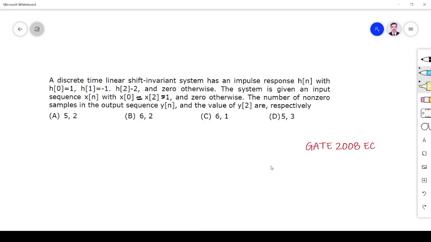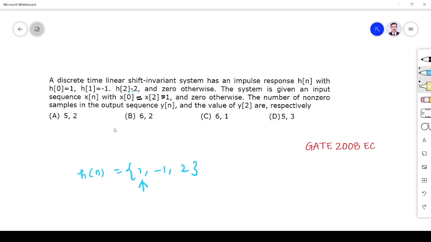The question is: a discrete LTI system has an impulse response h of n. h of 0 is 1, h of 1 is minus 1, and h of 2 is 2, and 0 otherwise.